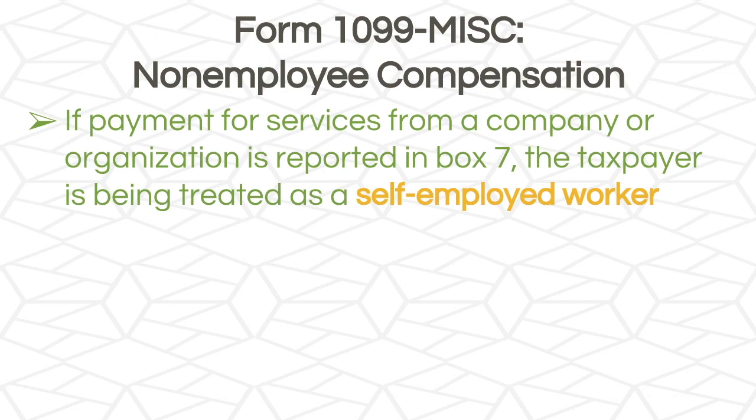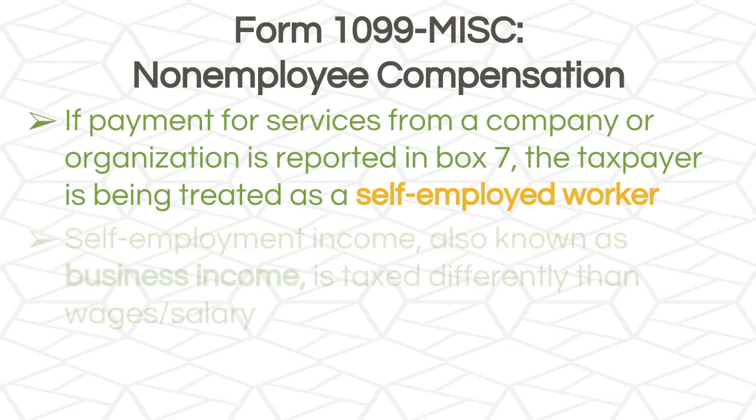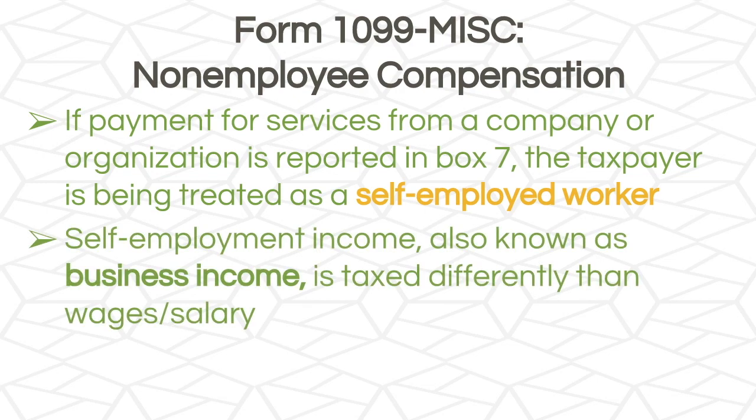Now, if payment for services from a company or organization is reported in box 7, then the taxpayer is being treated as a self-employed worker. Self-employment income, which is also known as business income, is taxed differently than wages or salary income, for example, what we would see on a W-2.